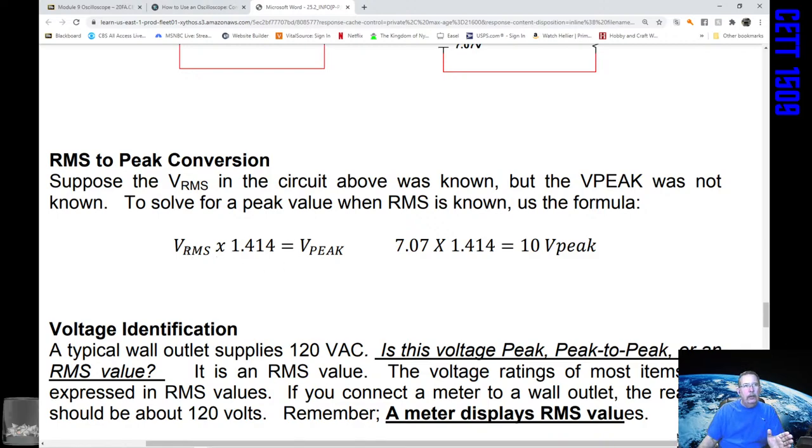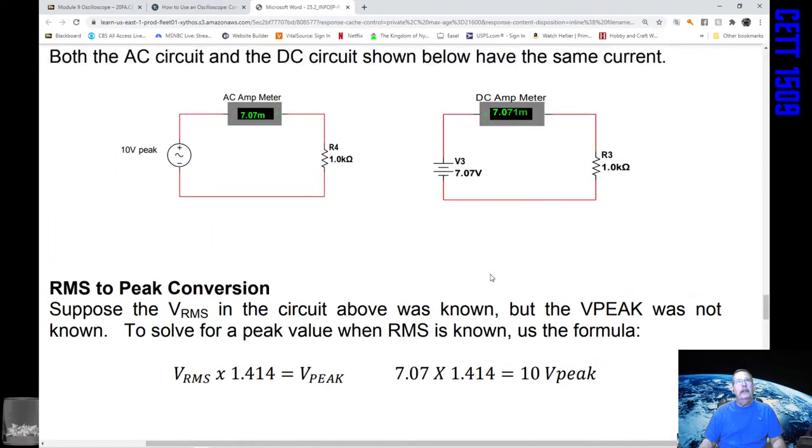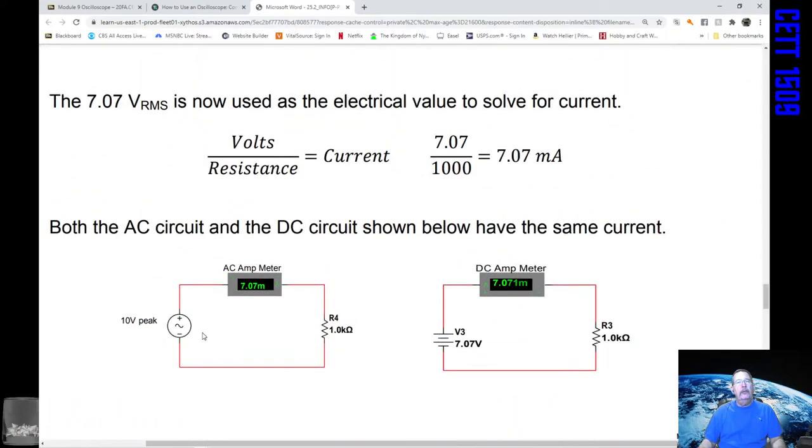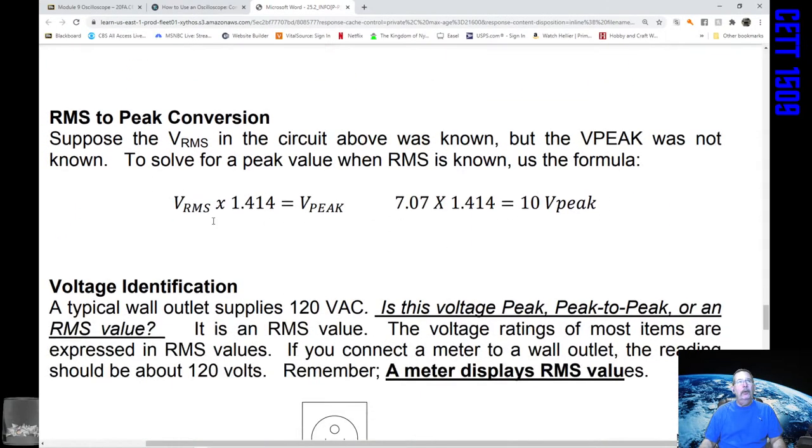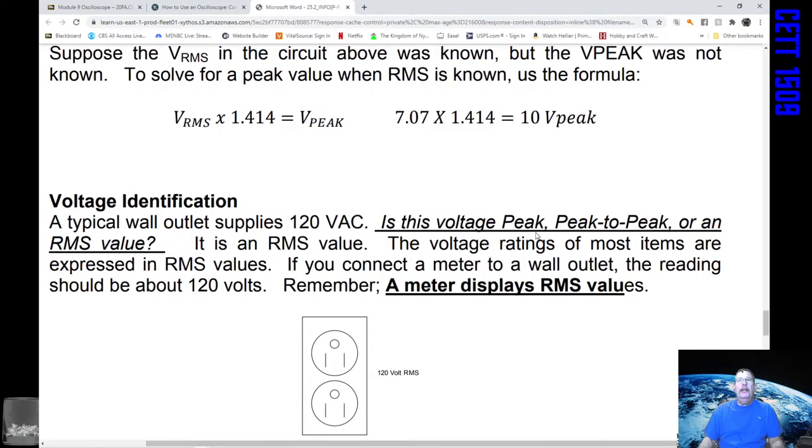To go from voltage RMS, which is what you're measuring with the meter, to get a voltage peak, notice that we said peak, we would multiply that RMS voltage by 1.414, and then we get the peak voltage. So if we do 7.07 times 1.414, look what it is, 10 volts peak, which is what we're saying. Hey, we've got 10 volts peak here. So the math proves it right there. Okay. Any questions so far?